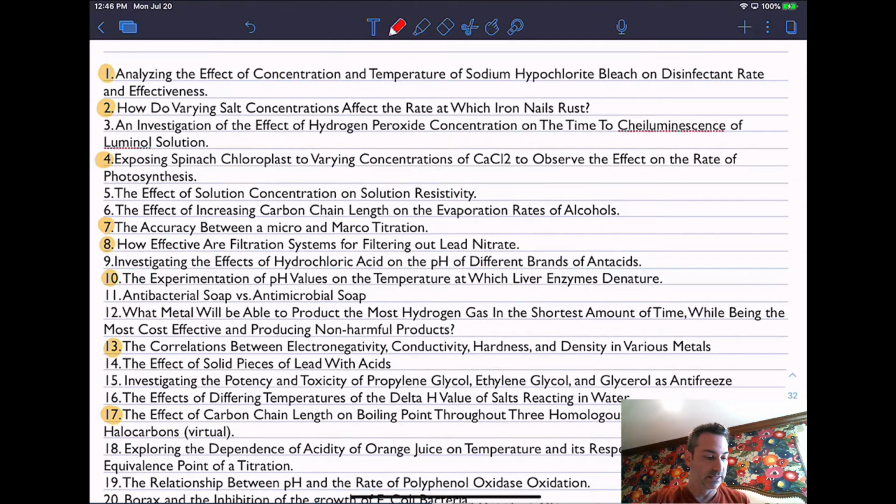So let's talk about some of the experiments that have been done in the past. The first one says analyzing the effect of concentration and temperature of sodium hypochlorite bleach on disinfectant rate. Basically what this student did was take little hole punches and dip them into bleach, then put them on a plate that had bacteria plated on it, and see how the bacteria were inhibited. The idea was to measure what they call the zone of inhibition, which is how far from the little hole punch the bacteria failed to grow.